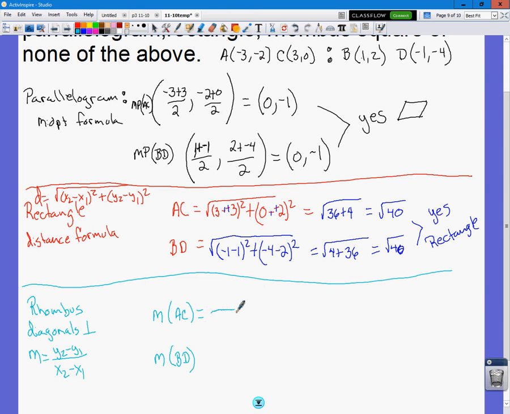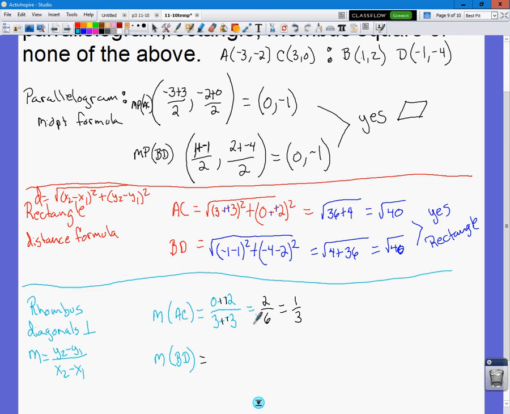So the formula says y2 minus y1. y2, 0, minus y1, negative 2. Over x2, 3, minus x1, negative 3. Both of my minus and negatives are going to become positives. This would be 2 over 6, which would simplify to 1 over 3. What would be perpendicular to this? Negative 3. A negative 3. So if BD doesn't come up to a negative 3, then this is not a rhombus.